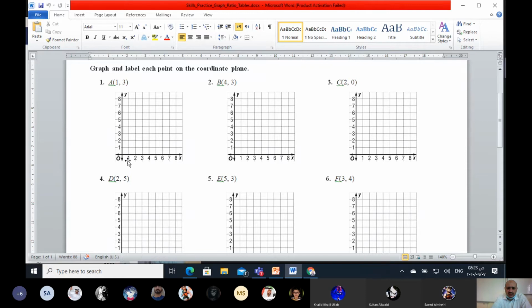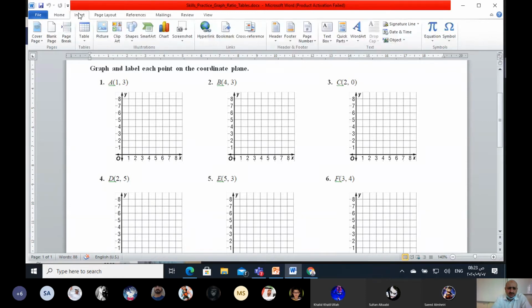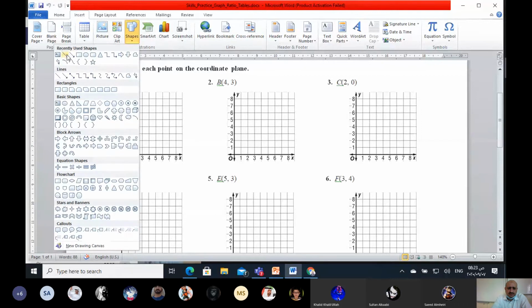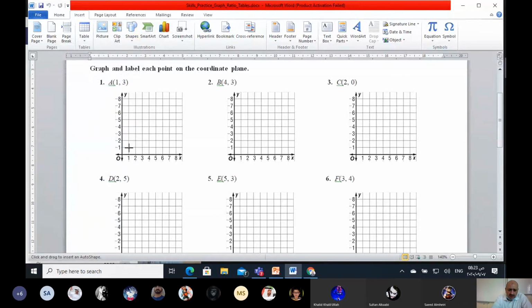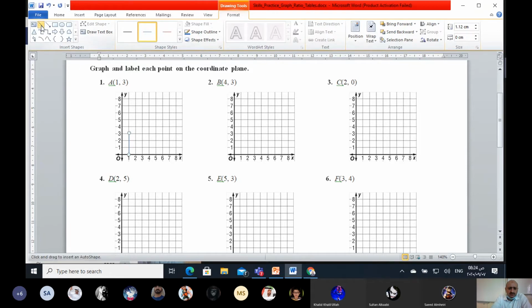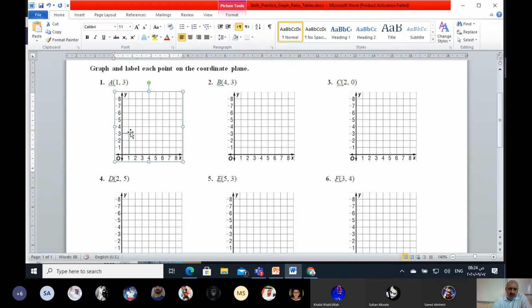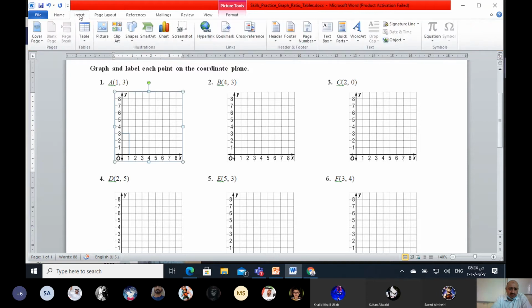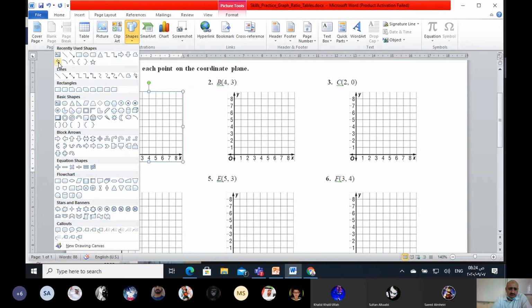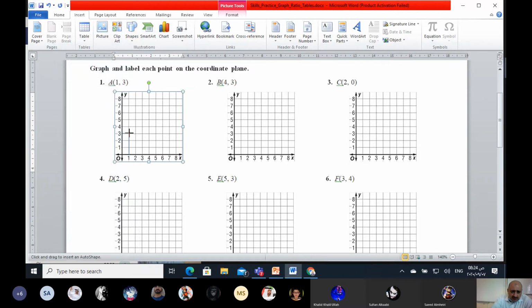So draw a line. You can draw a line here from 1, to 3, then from 3 to the 1. So this is the point. This is the point here.